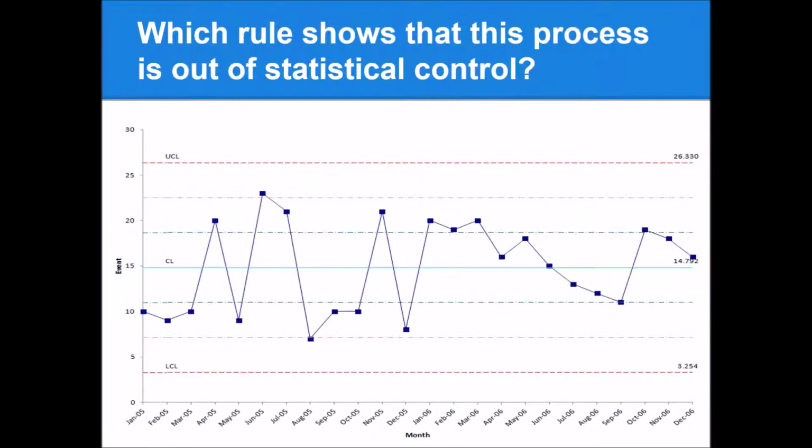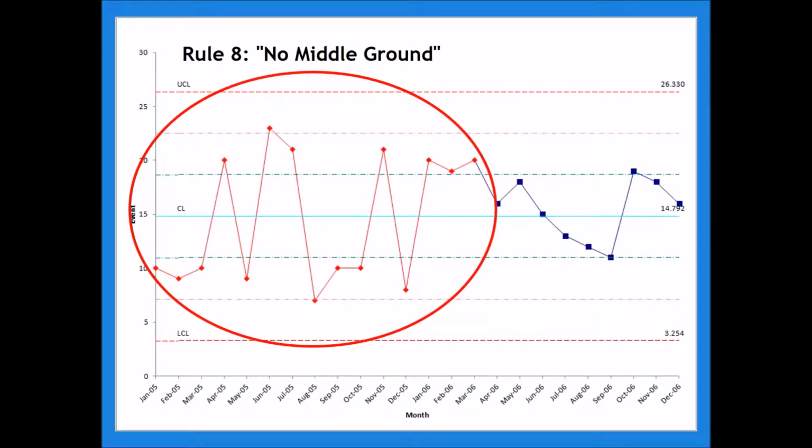Now take a minute to figure out which rule this dataset violates. If you want, you can pause the video until you've made your choice. This violates rule number 8, no middle ground, where 8 or more points consecutively do not fall within 1 standard deviation of the mean. Again, unlikely to occur just by chance alone.